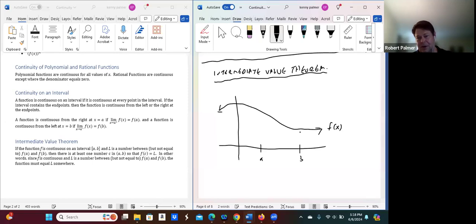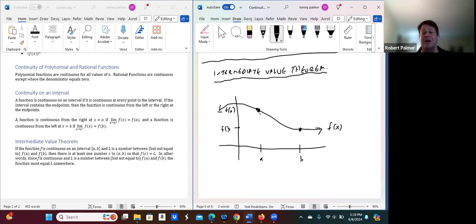This is f of x, okay? This point right here, this, of course, is f of B. And this point right here, this is f of A, okay? So what this says, since this function is continuous in between these points, okay?